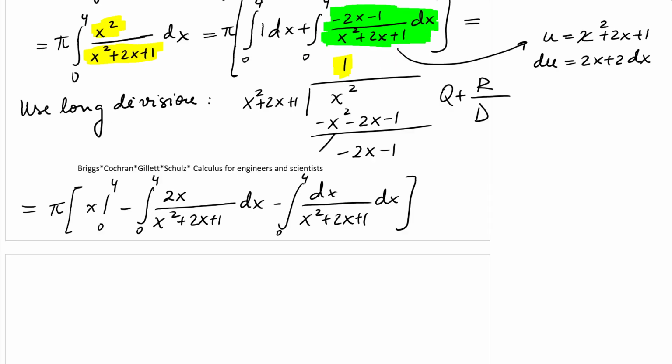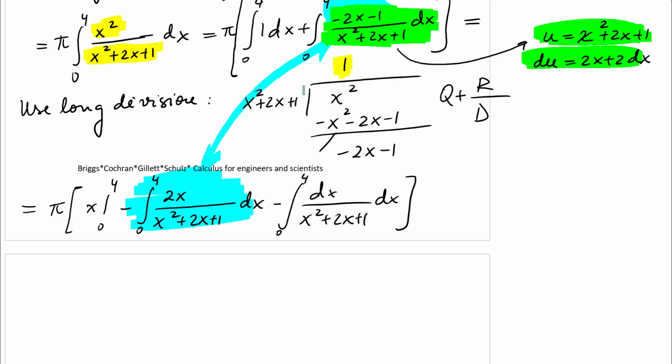In order to calculate the green integral, I use the substitution u equals the denominator, and then du equals 2x plus 2. But the numerator, which we can see here, is negative 2x minus 1, so it's not 2x plus 2. So we'll do some math to write it in the way we want. I broke down negative 2x minus 1 into this integral here, and then minus this integral here. So I broke the green one into two blue ones.